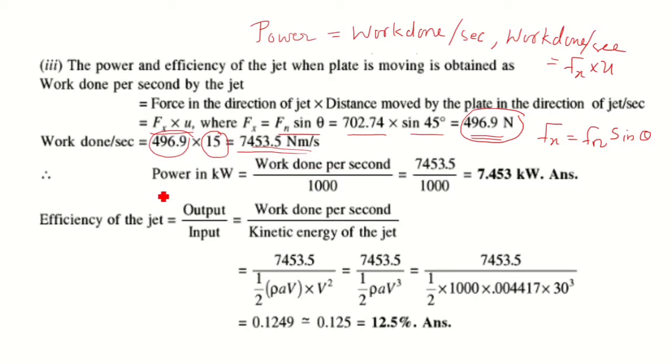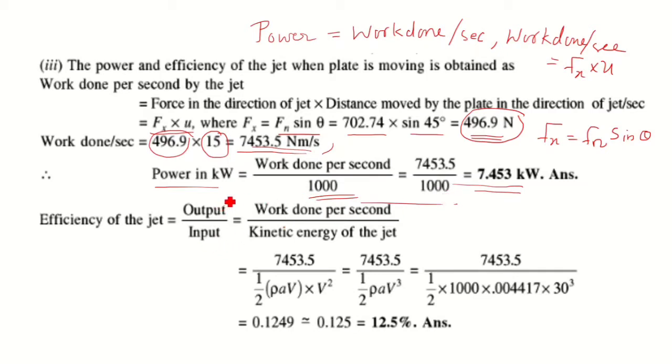Next, power in kilowatt. Converting this into kilowatt, Newton meter per second is watt, so dividing it by 1000 gives the kilowatt. So 7.453 kilowatt is the power.